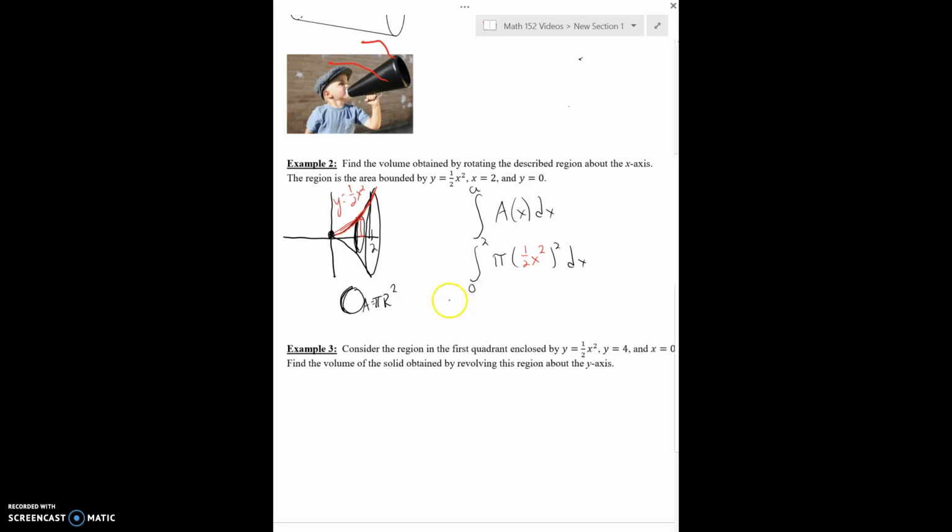Nice. So this is going to end up being pi integral from 0 to 2 of 1/4 x to the 4th dx. This is one that we could do by hand because it ends up being 1/4 times 1/5 x to the 5th from 0 to 2.